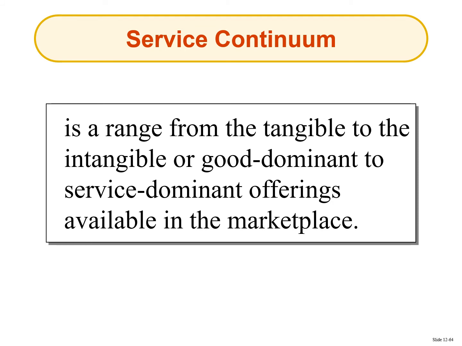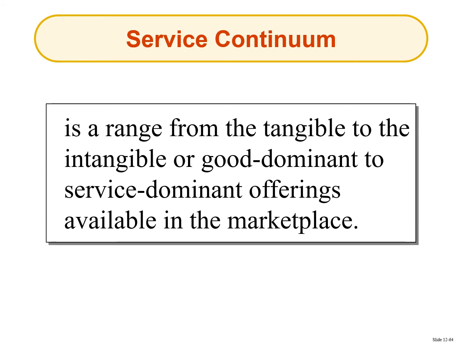For example, a psychiatrist is a pure service. So we have these two points: one is good dominant, for example, a chair, and the other is service dominant, which is the psychiatrist. So the service continuum gives us a range from good dominant to service dominant offerings that are available in the marketplace, which in other words means that there does not have to be a pure good and a pure service. There can be a mixture of both in between.